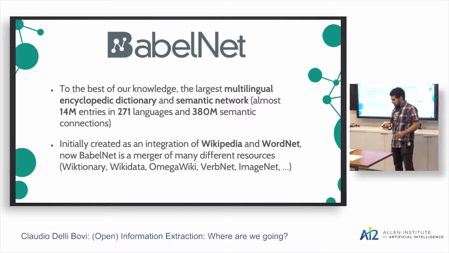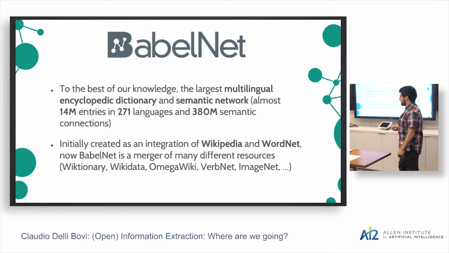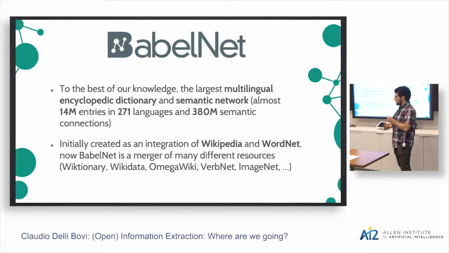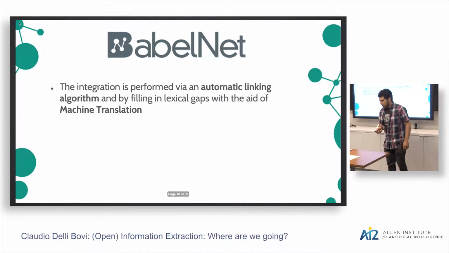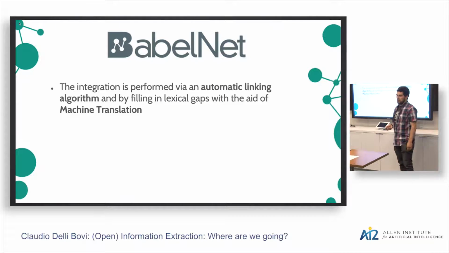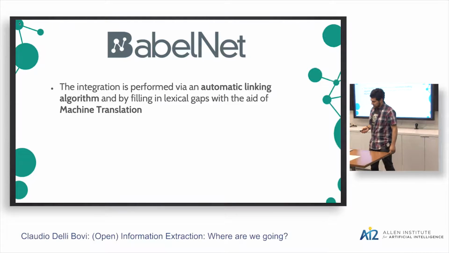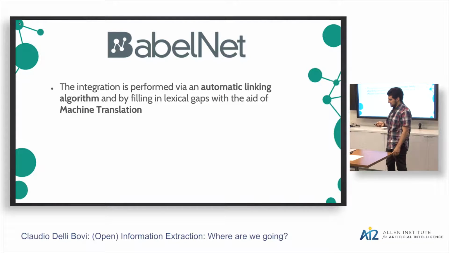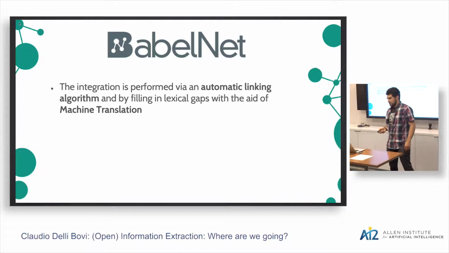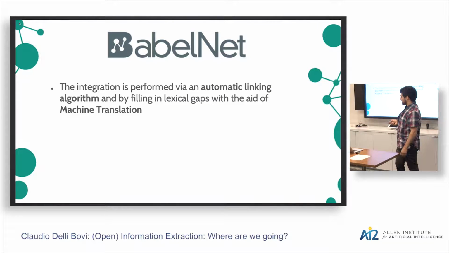But today, BabelNet includes much more. I think as of version 3.5 it includes 13 resources, actually very heterogeneous. And all integrations are performed automatically. Obviously, I don't have time to tell you the story about this linking algorithm now, but it uses semantic similarity and also machine translation here and there.